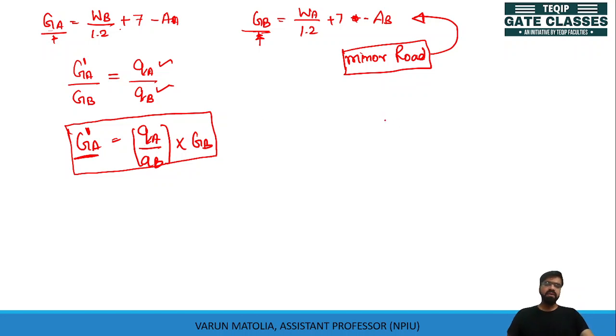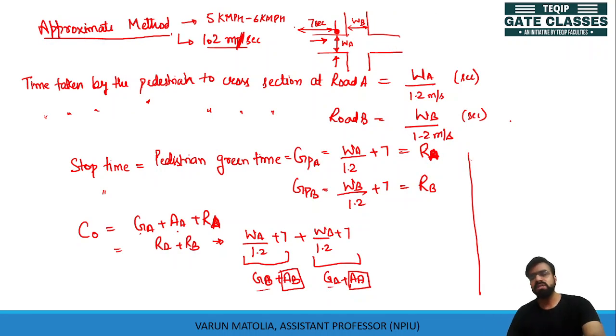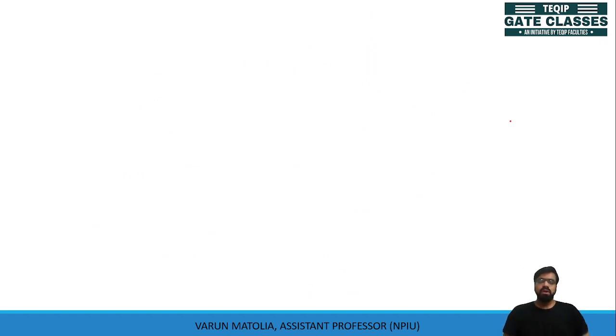So we have the final calculation of GA dash and GB. We know the amber time of A, we know the amber time of B, so we have the complete calculation of your cycle length. This is your approximate method. The approximate method tells us that the pedestrian movement and the volume of the section are used in order to calculate your cycle length. The next method, which is also given in your GATE syllabus, is the Webster method.